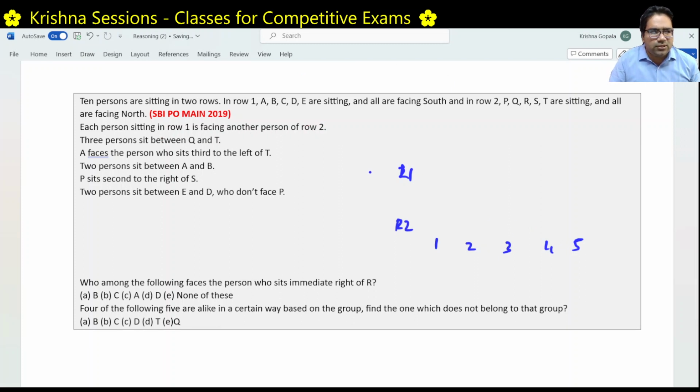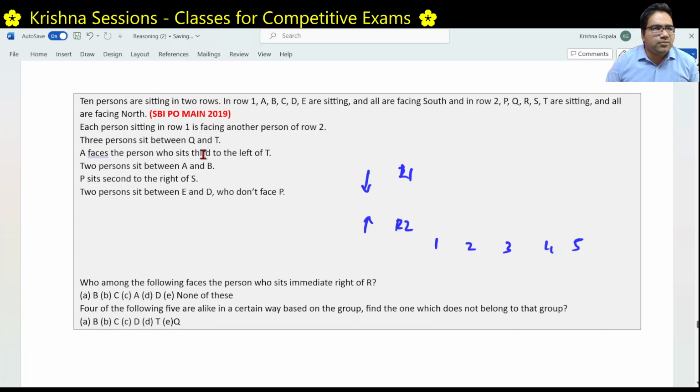That means in row 1, these people are facing south, looking in this direction. These people are facing north, looking in this direction. Three persons sit between Q and T. What does that mean? There are three people between Q and T. Obviously, Q and T must be in the extremes. Otherwise, three people will not fit between them. Either Q is at 1 and T is at 5, or T is at 1 and Q is at 5, because they belong to row number 2.